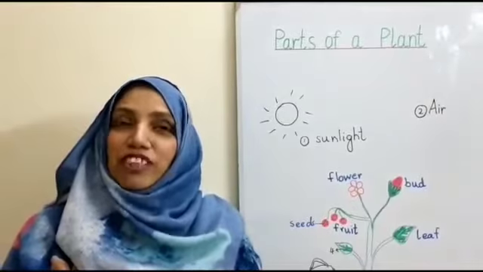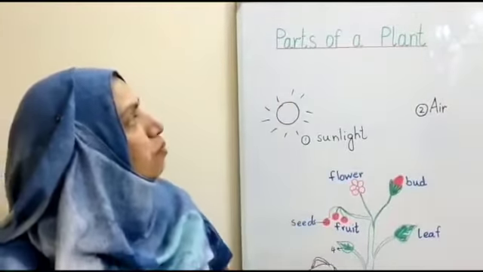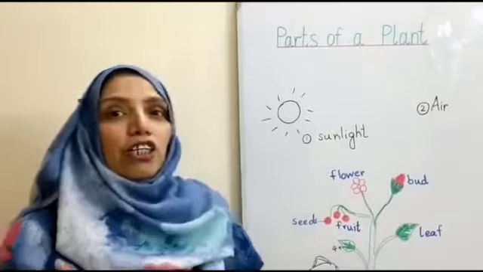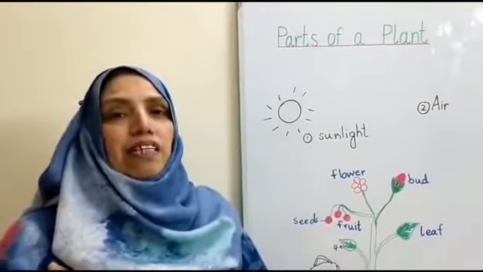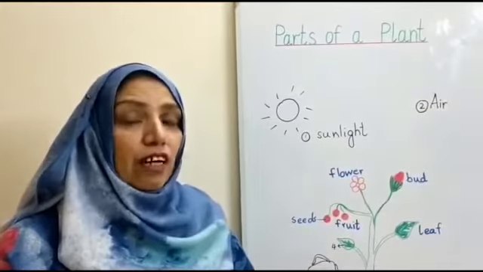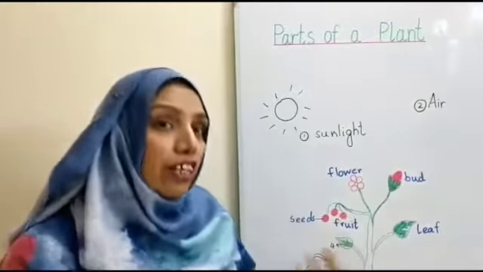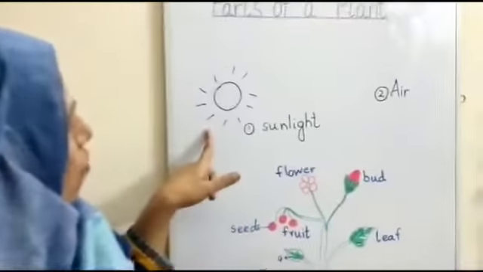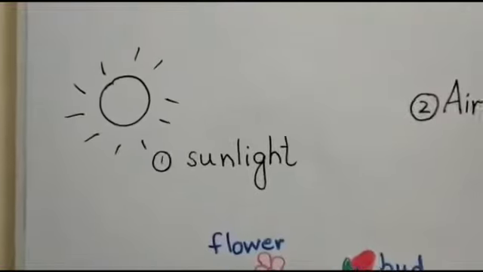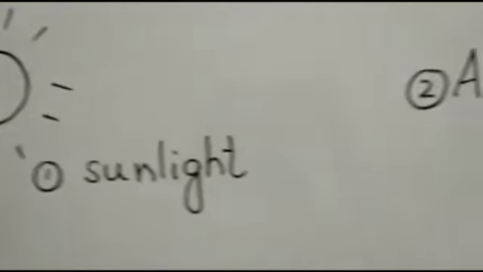This is the time for general knowledge lesson. Let's see, the topic today is parts of a plant. You see many plants around and we need a few things to make them grow, or plants need a few things to grow. Let's see the first one. First one is sunlight. Then number 2 is air.